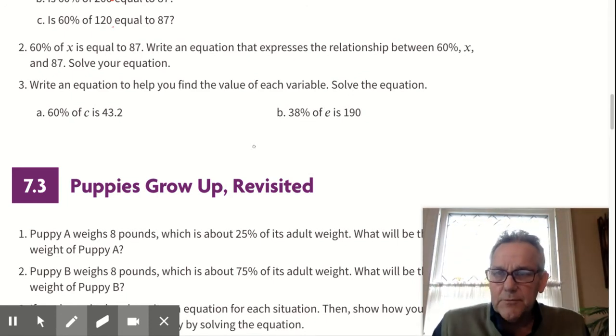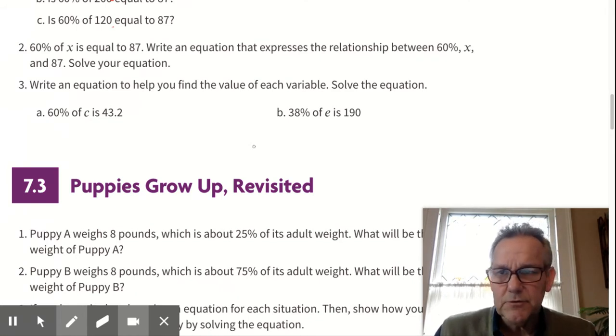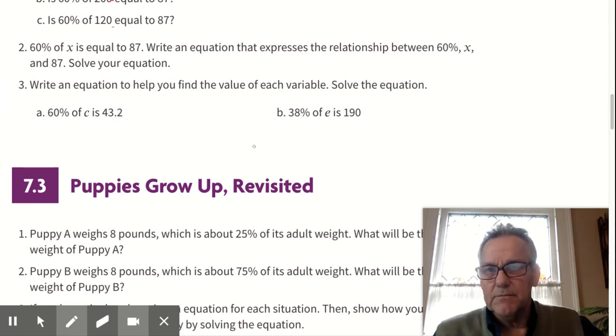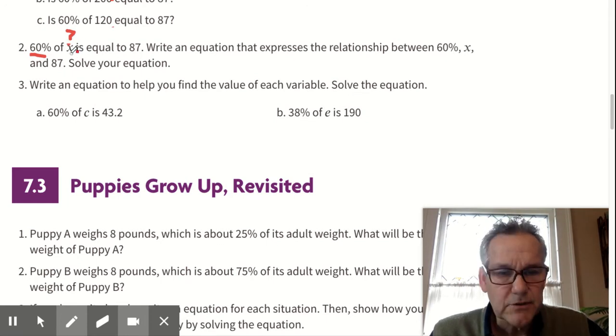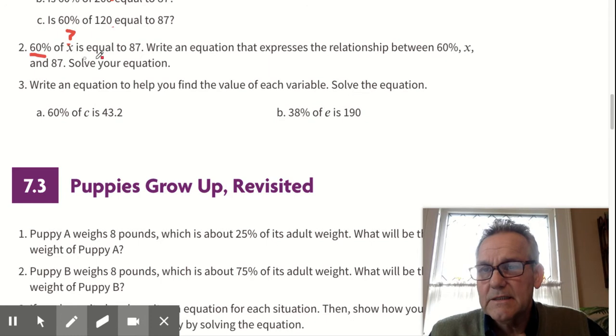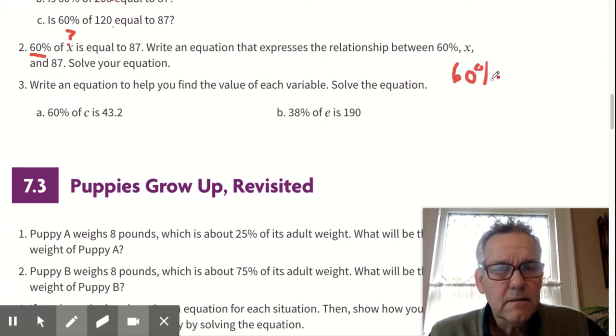Okay, 60% of x is equal to 87. Write an equation that expresses the relationship between 60% of x and 87, and then it says solve your equation. So 60% of some number, I'm going to put a question mark because really the variable is a question mark. In this case, we're calling it x, is equal to 87. So I'm going to write that equation. So I see 60% of x. Well, of always means multiply, so I'm going to put the x here, equals 87.